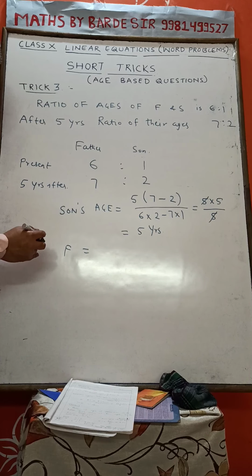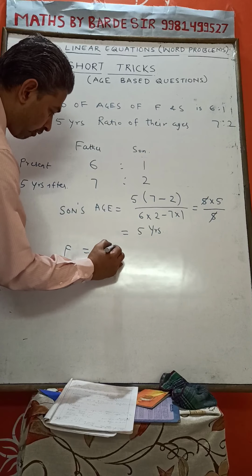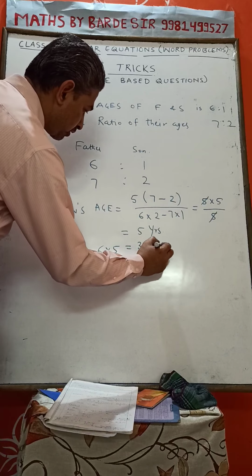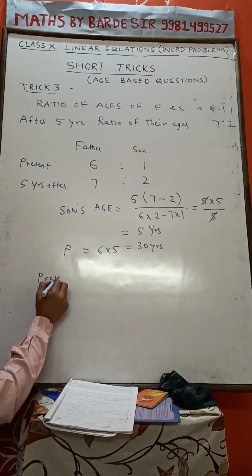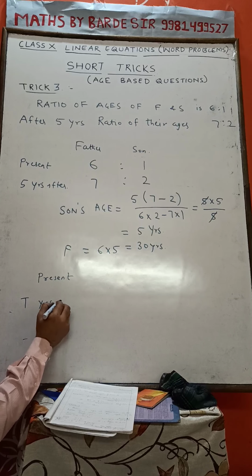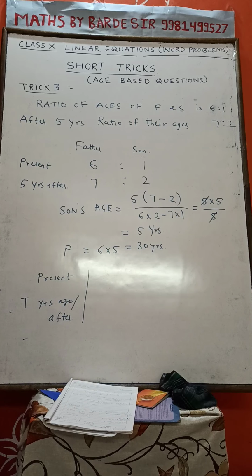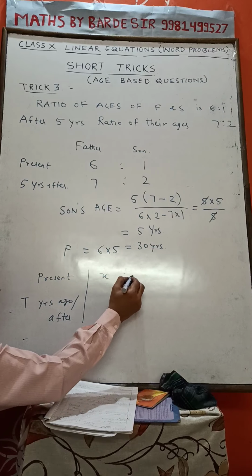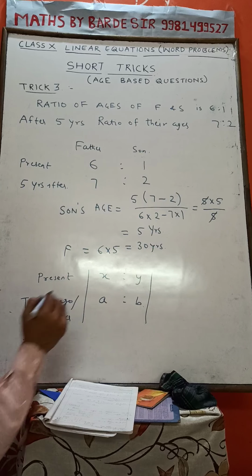father's age, that is 6 times. So 6 into 5, 30 years. Okay? Actually, if present ages, T years ago or T years after, the ratio is x is to y. T years ago or after, the ratio is a is to b.